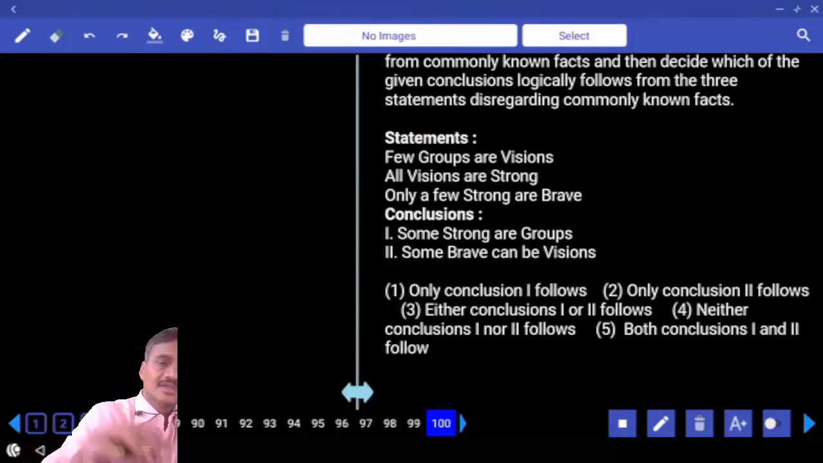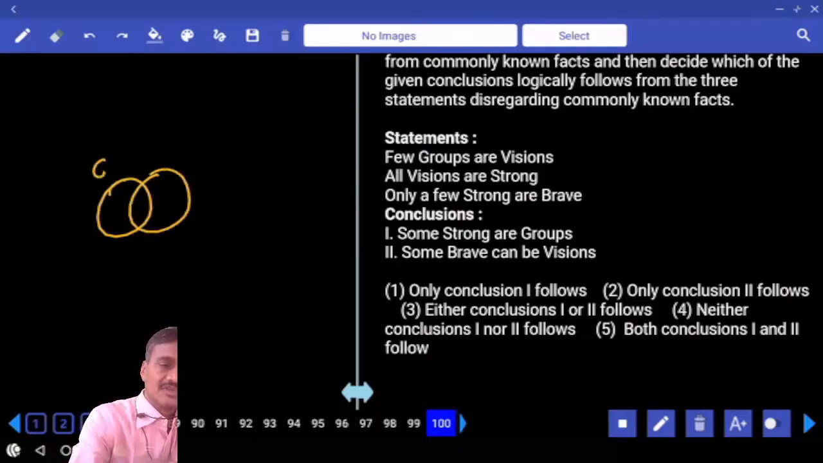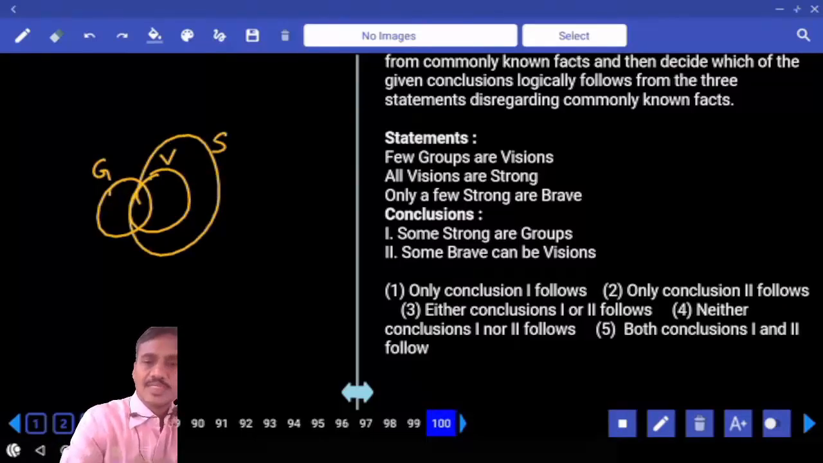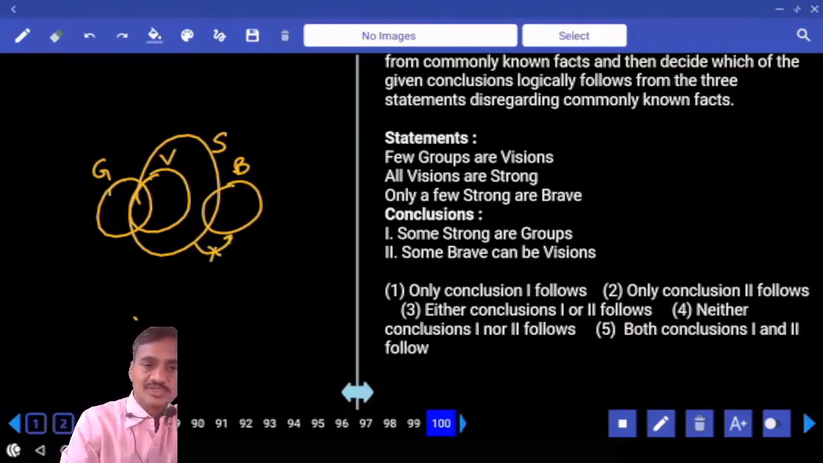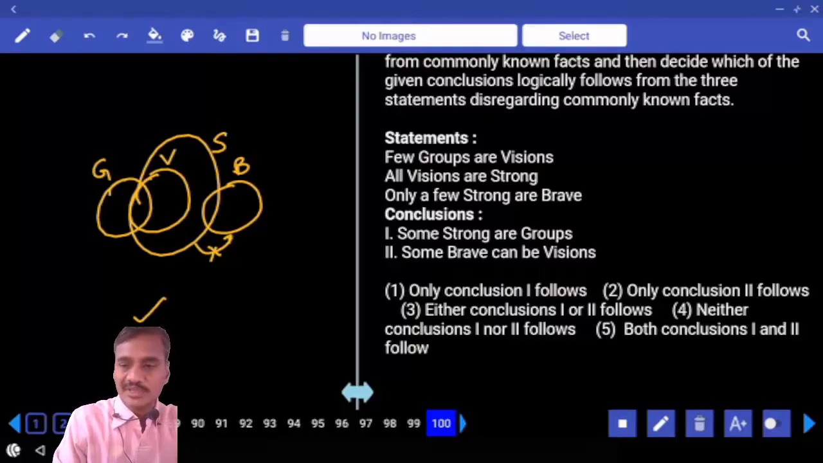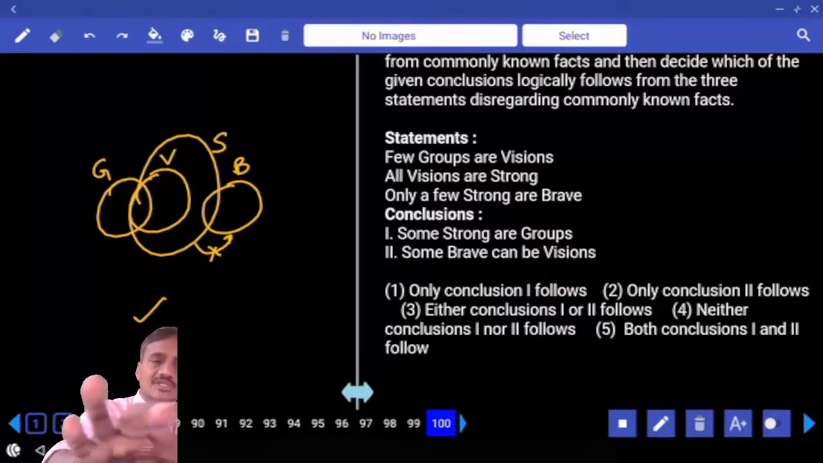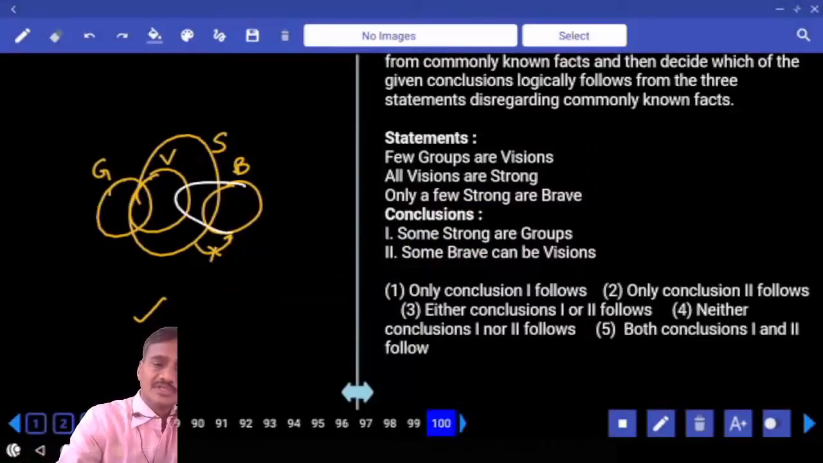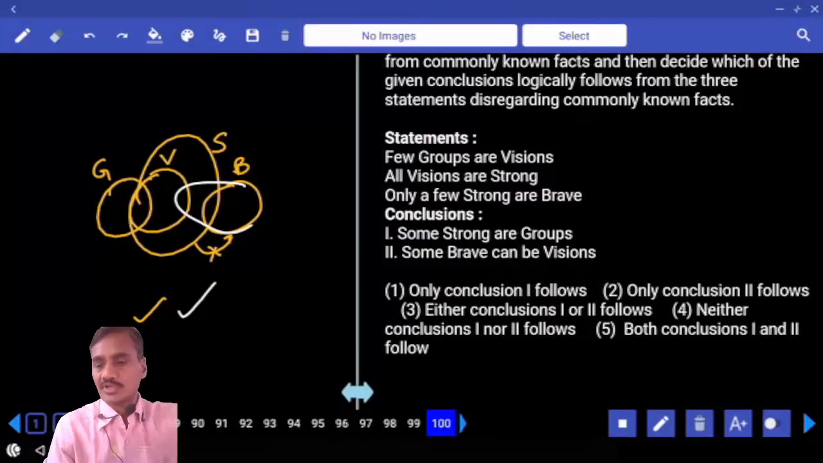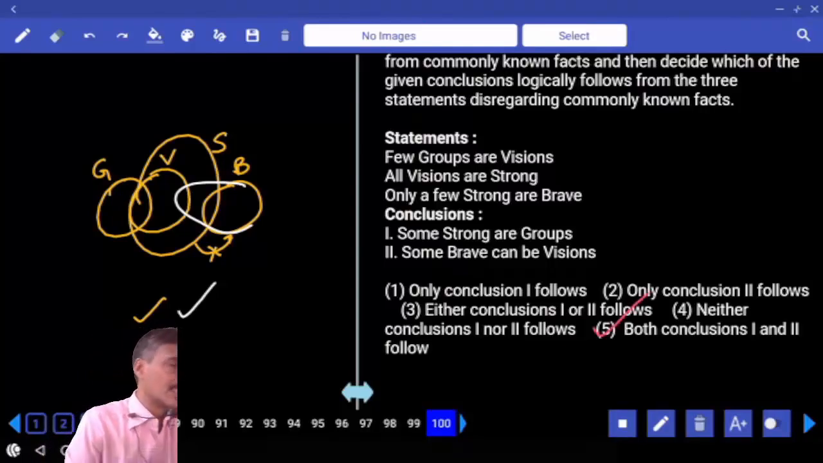And finally 100. Few groups are visions. These are the groups that are vision, group and a vision. And all these visions are strong. And only a few strong are brave. Only some strong are brave, but not all. This entire strong cannot be a part of this brave. Some strong are groups, definitely true. Some brave can be vision. Is it possible or not? We can write it. Some brave are vision. Yes, we are able to write it. Hence both the conclusions are true, both 1 and 2, choice 5.